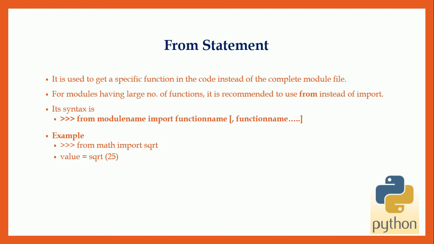First of all, we have to write from the bigger or the parent file, that is the math file, from math, then import sqrt. It's an example of from module name import function name 1, 2, 3, etc. From math import sqrt. Value assigned sqrt of 25. This is also used to import a particular module. Is it clear?